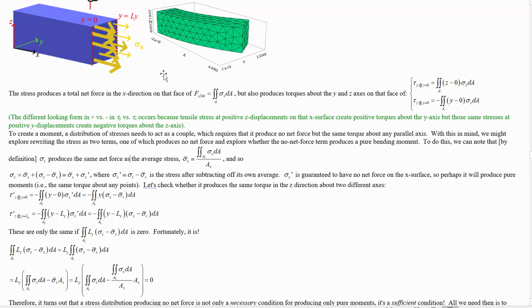But if you break the stress distribution into a part that produces a pure force like this, the average stress that's constant over the whole thing, and another part which has no average stress because you've subtracted it off, then this part has no net force. So it's just made up of stress couples, right? Stress pairs of forces in equal and opposite directions, and those produce pure moments.